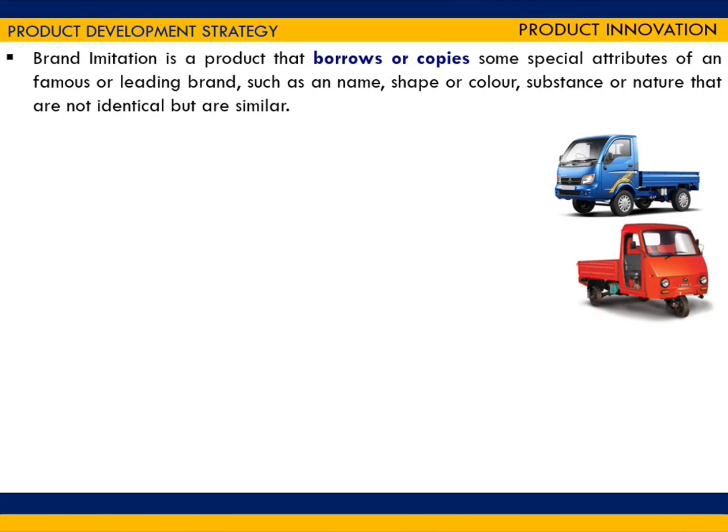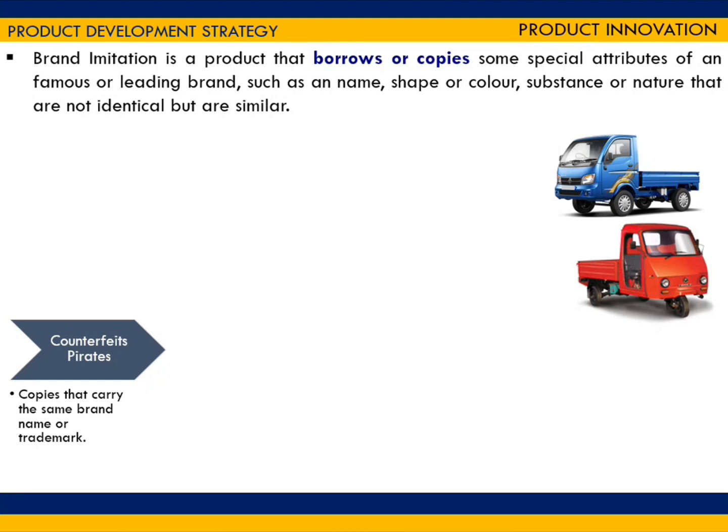So imitation is the second strategy where you are trying to copy from your competitors. There are various ways of doing it. Some are totally illegal, some are unethical. So the first one, what you see, counterfeit or pirated products. Yeah, this is illegal.